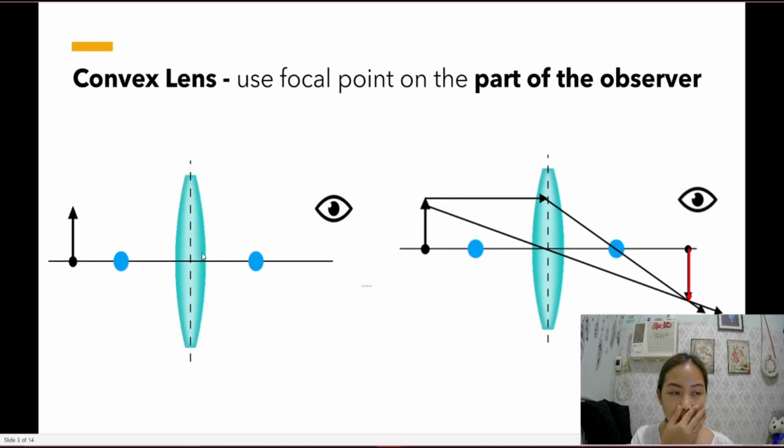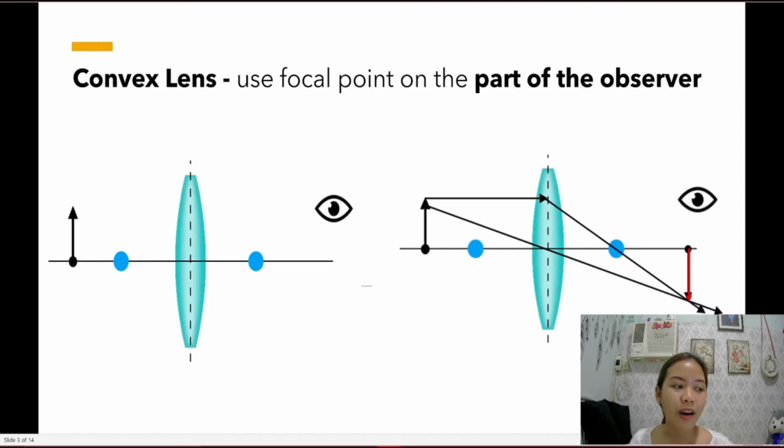So in plotting the light rays in a convex lens, we are going to use the focal point on the part of the observer. There are some resources wherein they use three light rays, but in our case, we're going to use two only, so that we do not get confused.